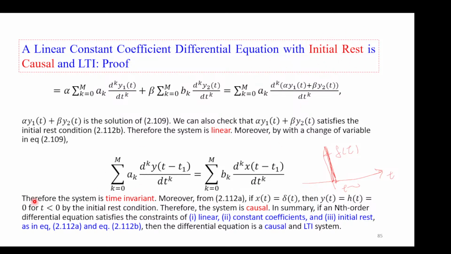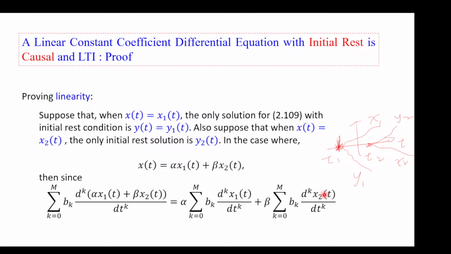By initial rest and LTI, you just calculate the impulse response. Then you see that the impulse response is 0 until you have an impulse. So the system is causal. Okay, and any other question? If not, then let's try to finish this within 5 minutes.